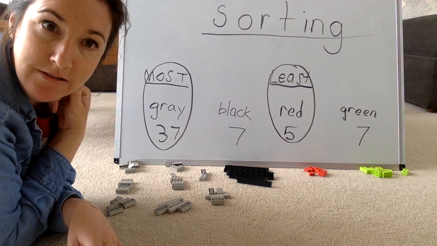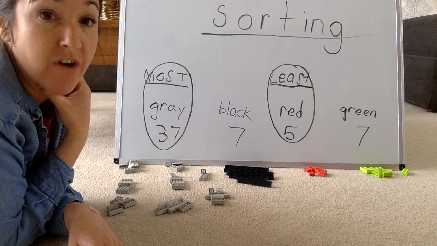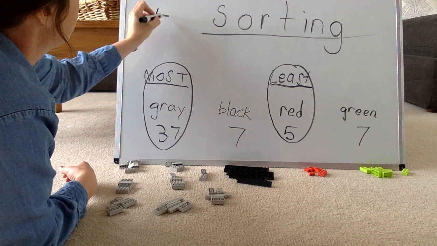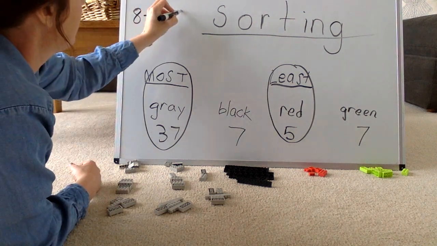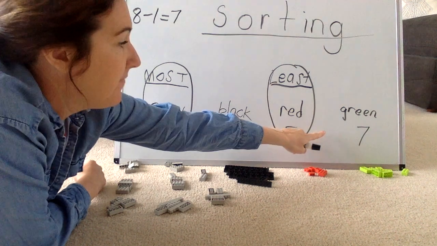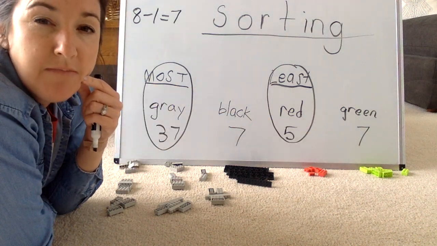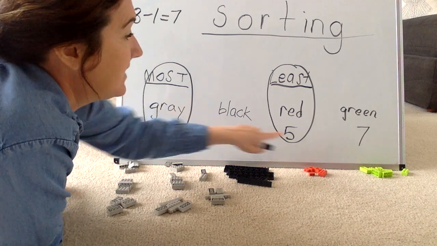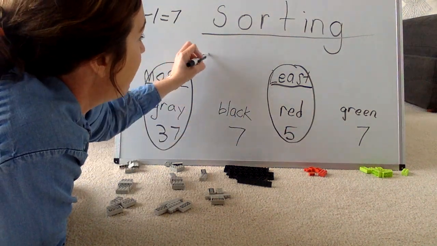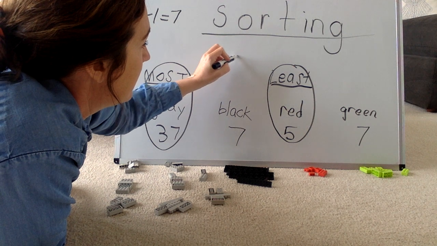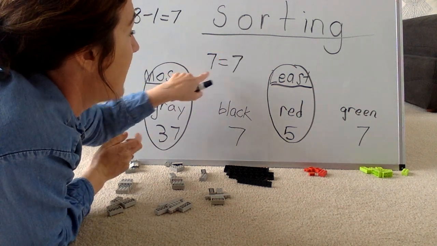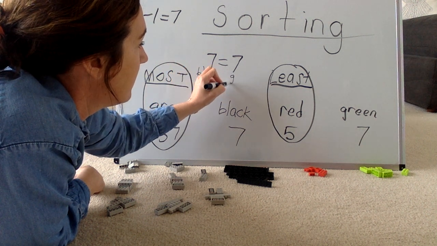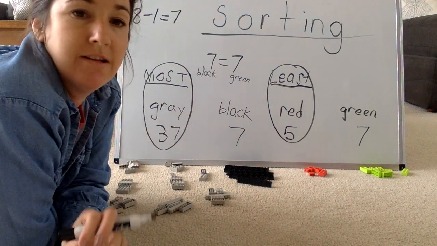Could I make a number sentence? First of all, I could do my 8, take away 1, and how much is that? That was 7. What can I say about the black and the green? Can you think of something? I bet you figured it out. I have the same amount. 7 equals 7. 7 black equals 7 green. Look at that.